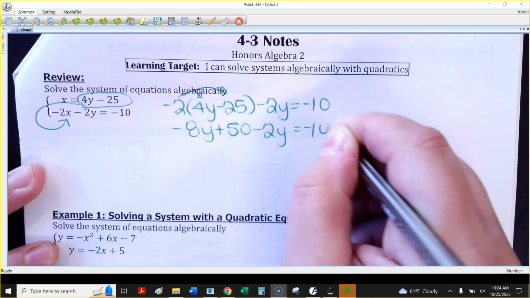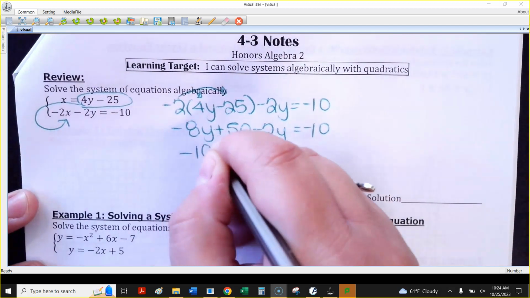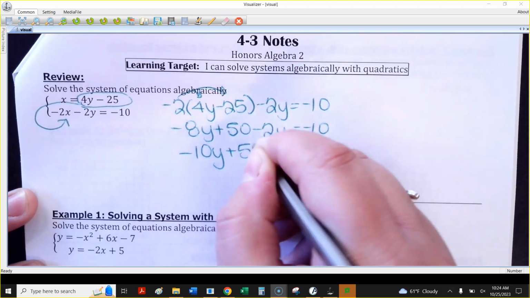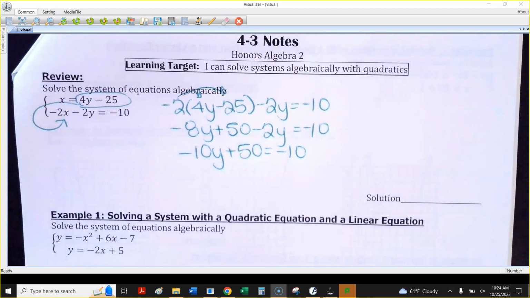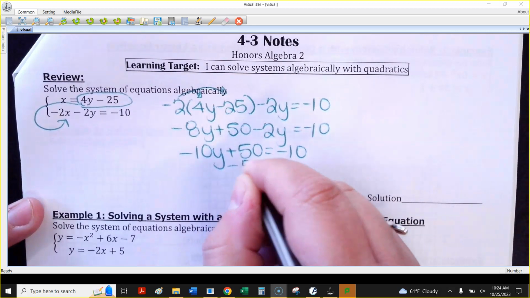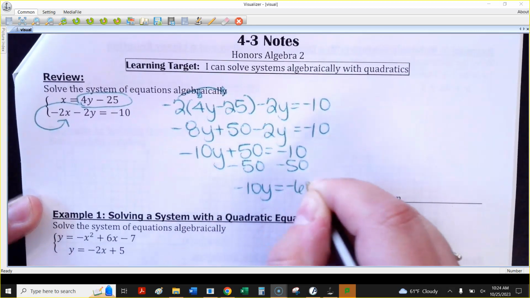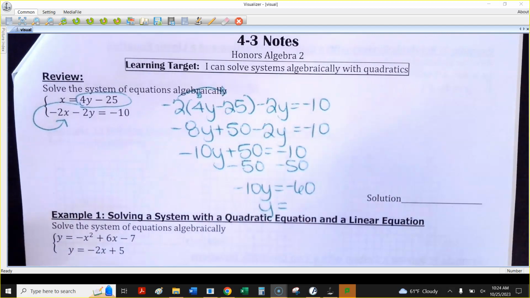I would just combine my like terms there on that left side. Negative 8 and negative 2 would make negative 10y plus 50 is equal to negative 10. And then we're just solving this equation. I know you guys can do this, so we're going to subtract the 50. Negative 10y would equal negative 60. What would y equal? 6, right?